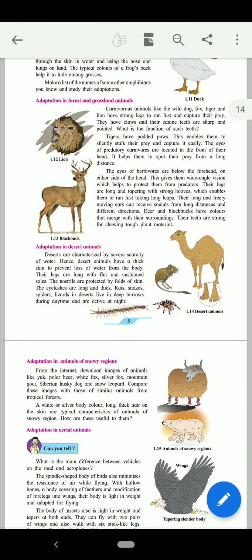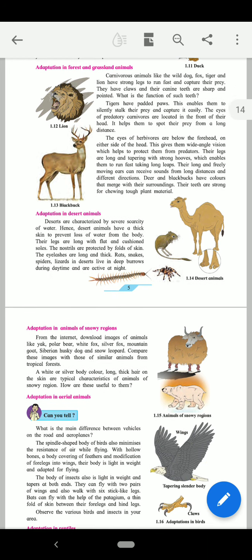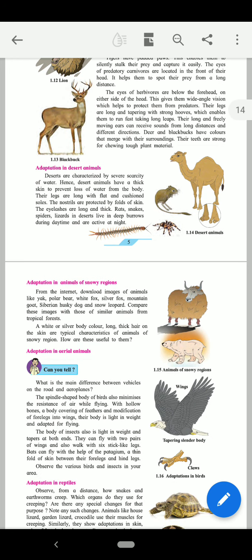In adaptation in desert animals, we saw, as we saw in plants also, there is a scarcity of water, so their skins are thick. As an example, we took the camel. Their skin is thick, their nostrils can fold, and their eyelashes are long and thick. They have long legs as well, and cushioned soles. This adaptation we saw in desert animals. In snowy regions, we saw the adaptation.